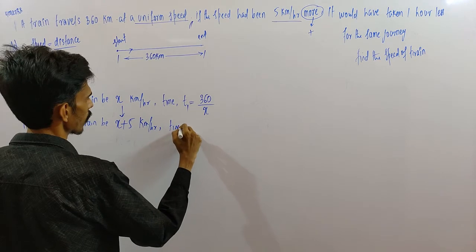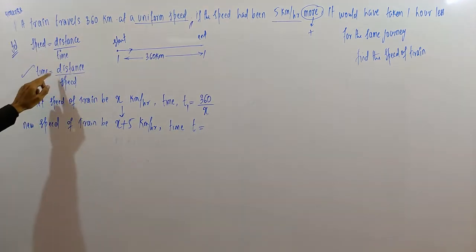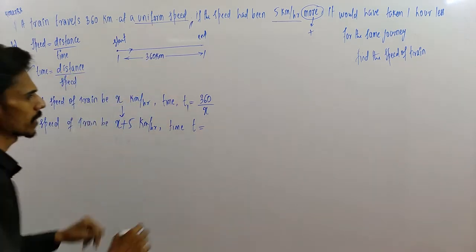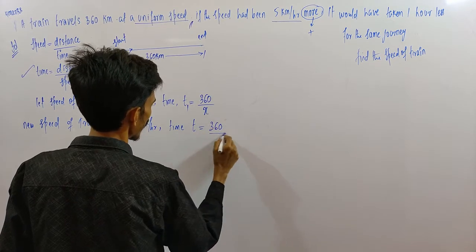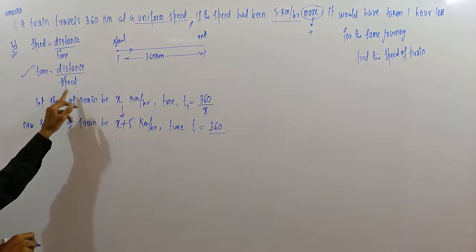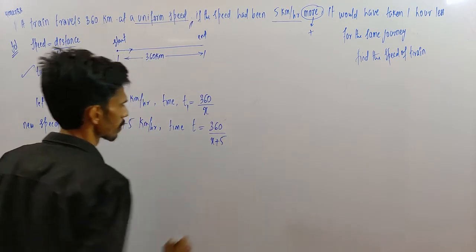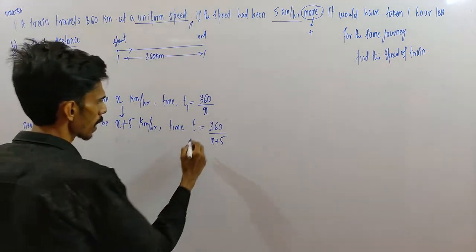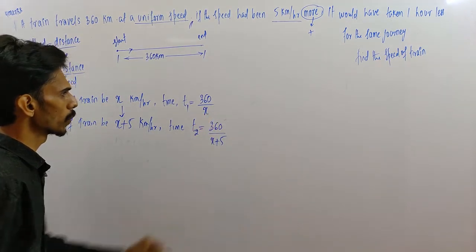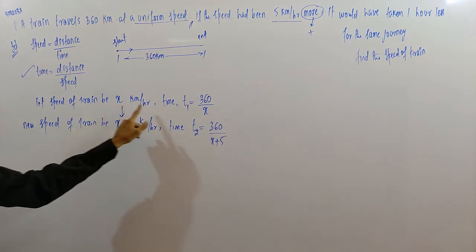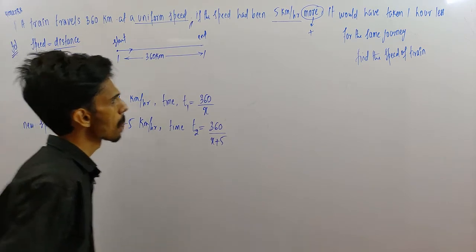Then time obviously reduces. Let us take time is distance by speed. Distance is the same, 360 only. 360 divided by speed. Now the speed is x plus 5. Let us denote this time by t2. We have time t1 and time t2. With this speed, it is taking time t1. With this speed, it is taking time t2.